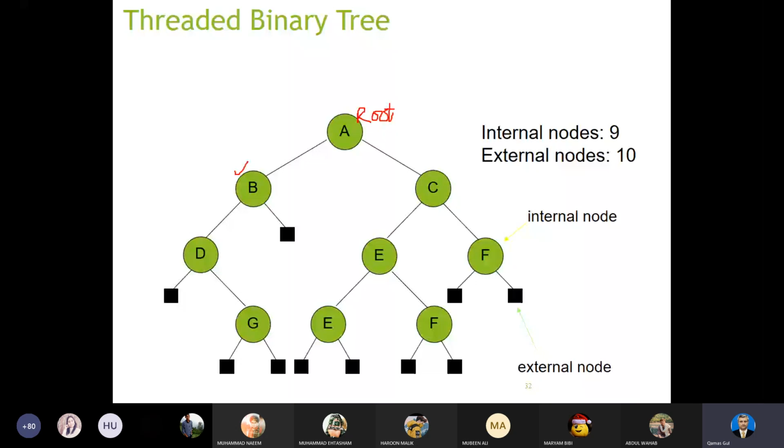B का इन ऑर्डर सक्सेसर D होगा, क्योंकि लेफ्ट मोस्ट नोड जो B के बाद आता है वो D ही है, ठीक है। सो B का इन ऑर्डर सक्सेसर क्या है, D। इसी तरह B का प्रीडिसेसर कौन है? A.